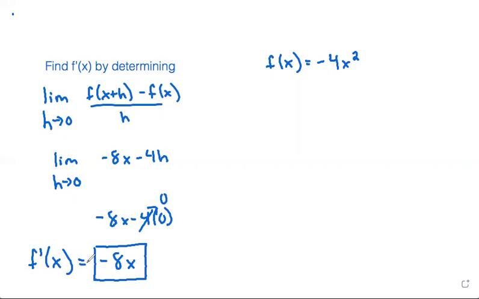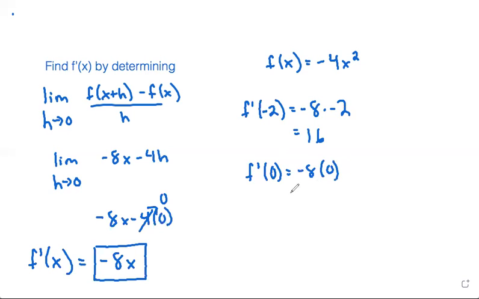And then we also need to find f prime of negative 2. So to find f prime of negative 2, we just plug in negative 2 for x. So negative 8 times negative 2 is positive 16. It also asks us to find f prime of 0. So that would be negative 8 times 0, which is equal to 0. And then we also need to find f prime of 1. Negative 8 times 1 is negative 8.